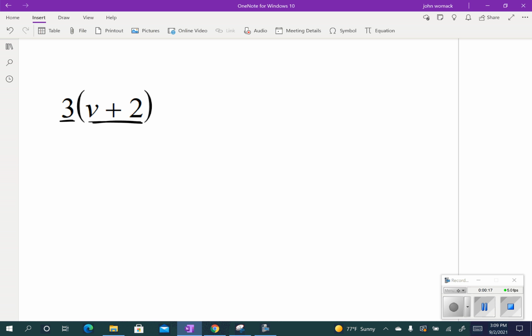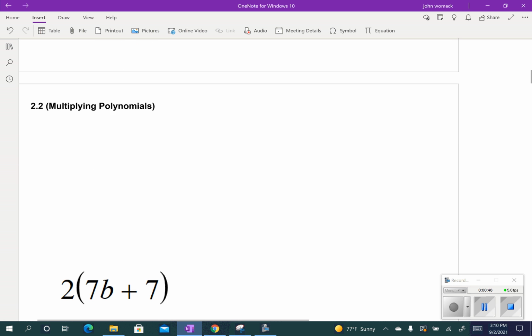If you're multiplying by a monomial, we can just do the distributive property, which you guys are already familiar with. We just take the monomial and we multiply it by all the terms on the inside. So 3 times v is 3v. And then 3 times 2 is a positive 6. When you do the distributive property, you're always going to put a plus or a minus between each term. So since there's a positive 6, we put a plus 6. You guys have done this before. Hopefully it looks familiar to you.